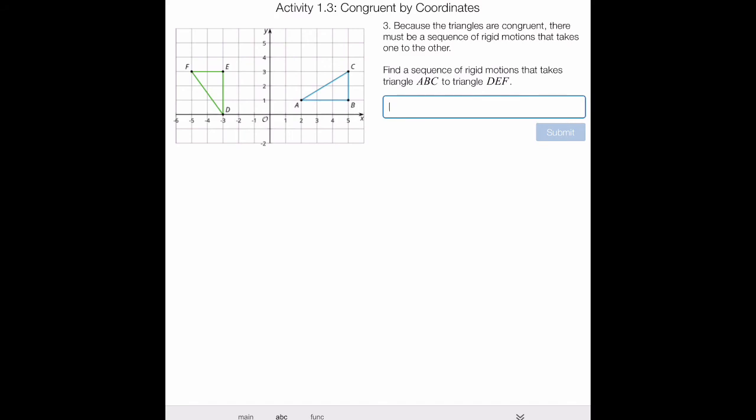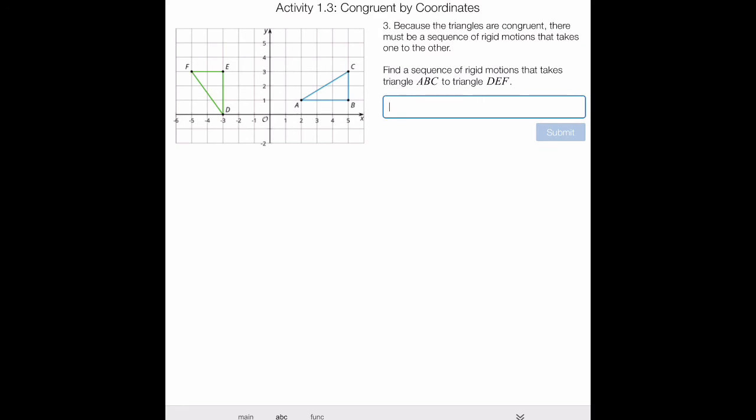First, I'm going to translate point A to point D, and then I'm going to reflect, or then I'm going to rotate. But if you're going to say those things, remember you need to tell me how many degrees are you going to rotate? Where are you going to reflect this? What line are you going to go over? I'm not sure if that's actually the answer, but those are some of the things that I want to see you write in here. So go ahead and work on that.